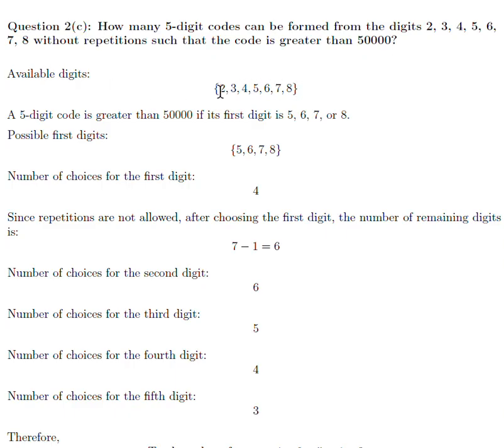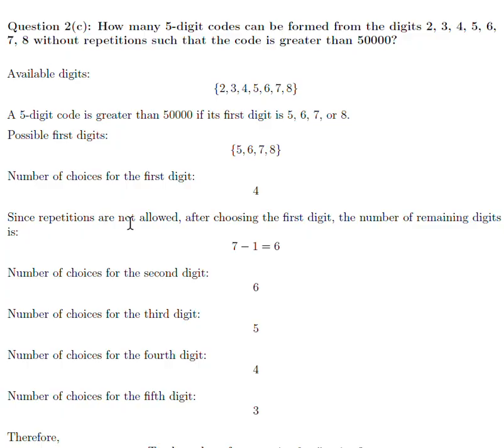This is the set we're choosing from, these 7 digits, right? We're told that the code is greater than 50000, right? And so the first position is known already. To take either of these numbers, 5, 6, 7, or 8, because those are the only possible numbers that can make the code eventually greater than 50,000, right?